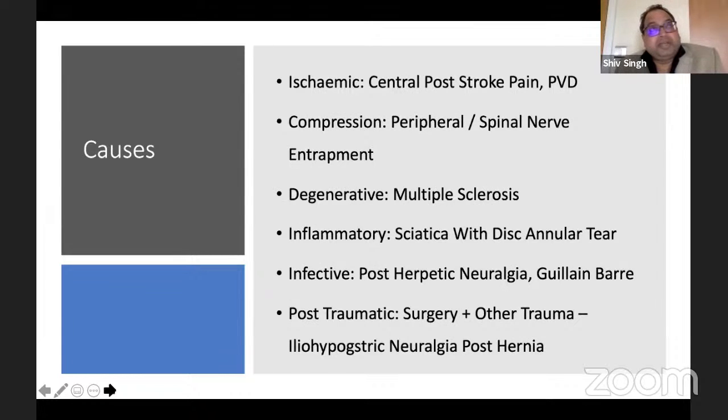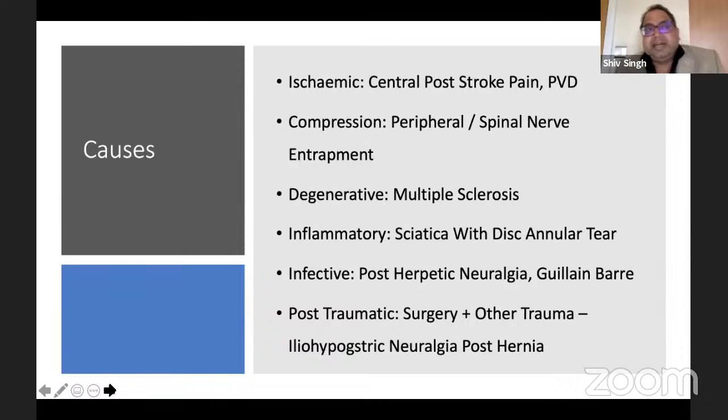It can happen following a stroke, so post-stroke syndrome, or peripheral vascular disease where there is ischemia. It can happen because of compression of the peripheral nerve or spinal nerves because of entrapment. It can be at the spinal level, or at peripheral levels, like the lateral cutaneous nerve getting trapped under the fascia lata. So that is an entrapment syndrome. It can happen because of a degenerative process like multiple sclerosis.